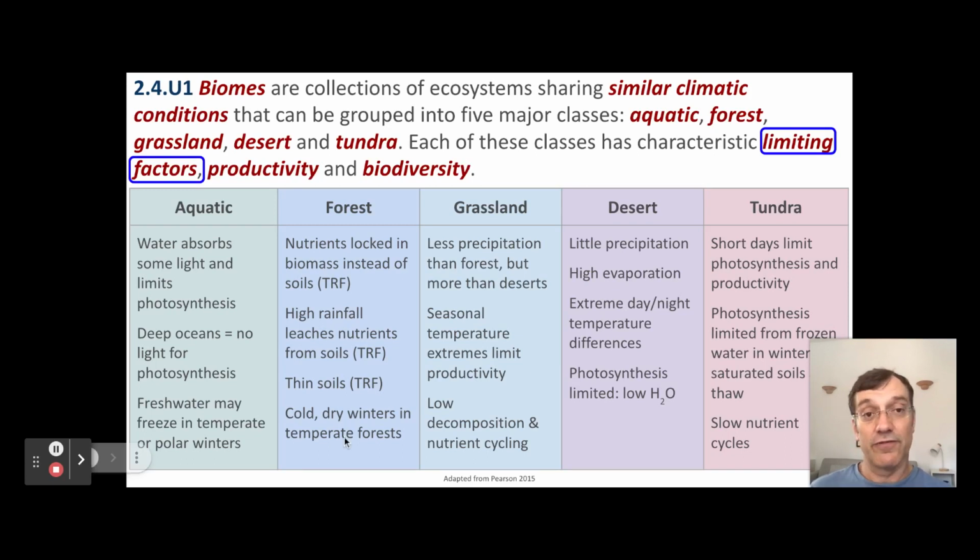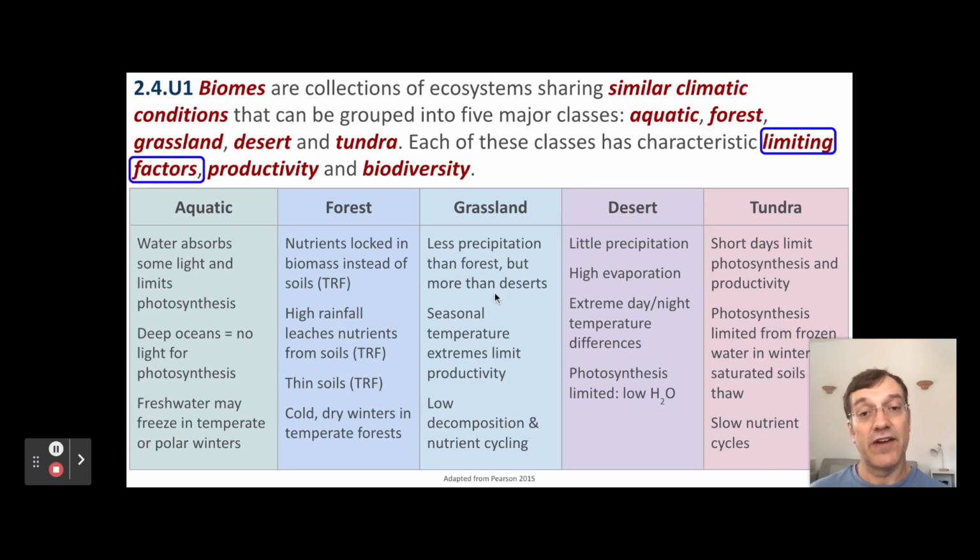In temperate forest, where you have 4 seasons of the year, the winters are typically colder and drier. And both of those factors will also limit photosynthesis. And anytime you limit photosynthesis, you limit the productivity.